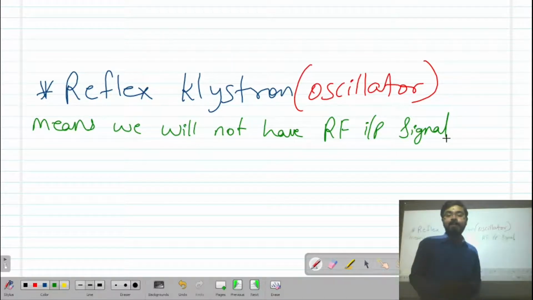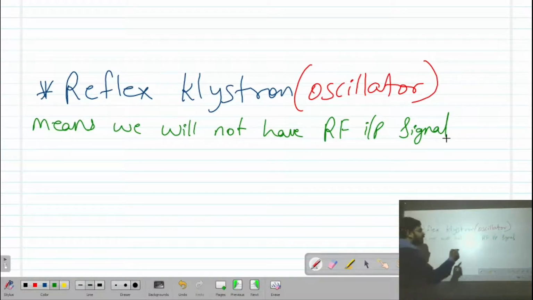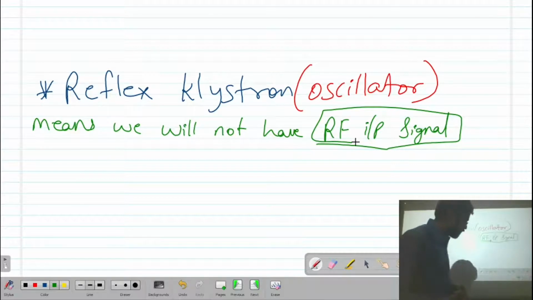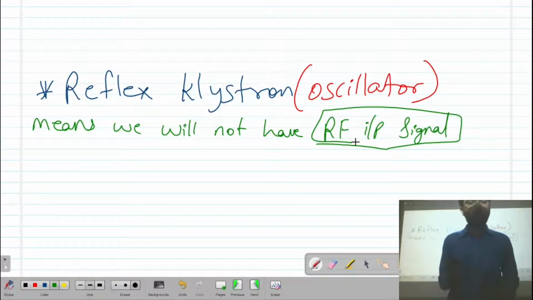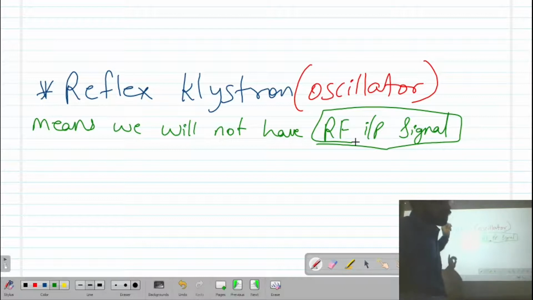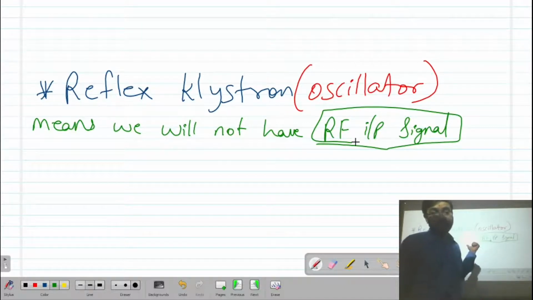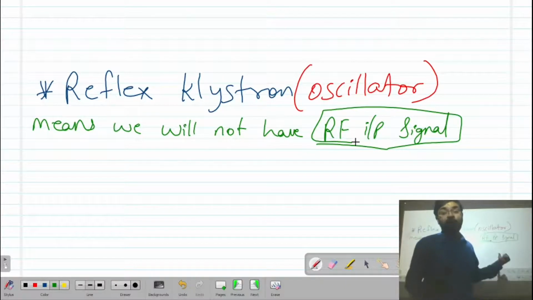You know, the oscillator will not have an input signal. We will not provide an RF input signal to an oscillator. The oscillator will itself generate a signal. So this is an oscillator with just one cavity. With respect to what we studied in the previous topics, a minimum of 2 cavities were required for amplification, but over here the reflex klystron is nothing but an oscillator or a generator.